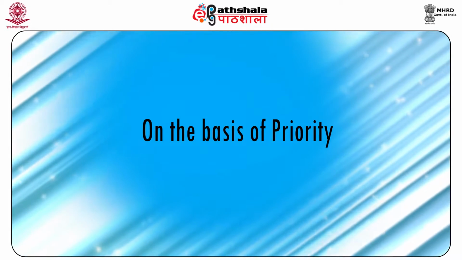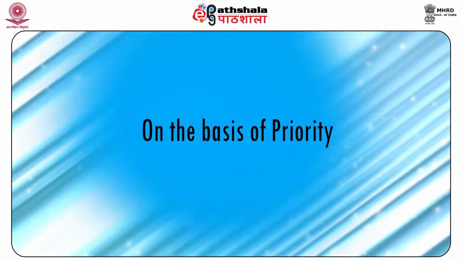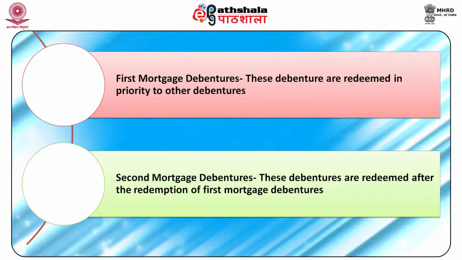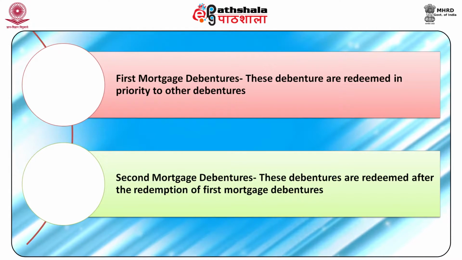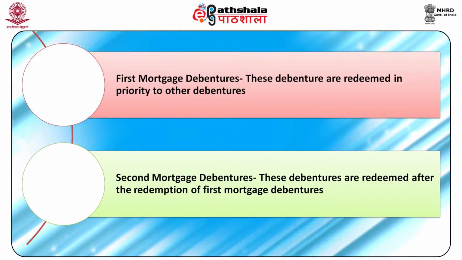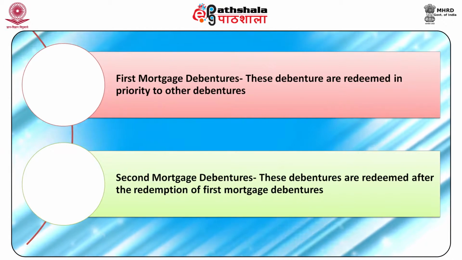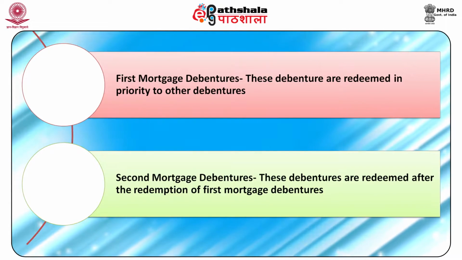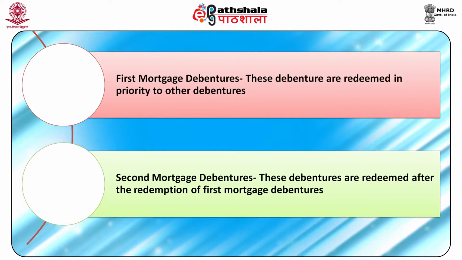Debentures can also be classified on the basis of priority. Under this, we have two types of debentures, namely first mortgage debentures and second mortgage debentures. First mortgage debentures are redeemed in priority to other debentures. The second mortgage debentures are redeemed after the redemption of first mortgage debentures.